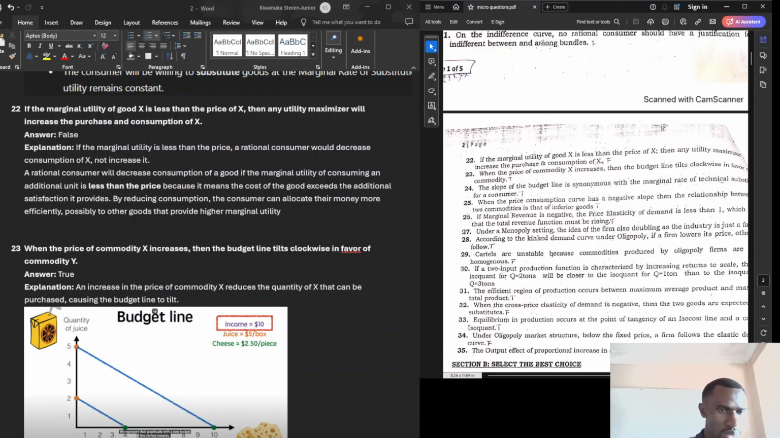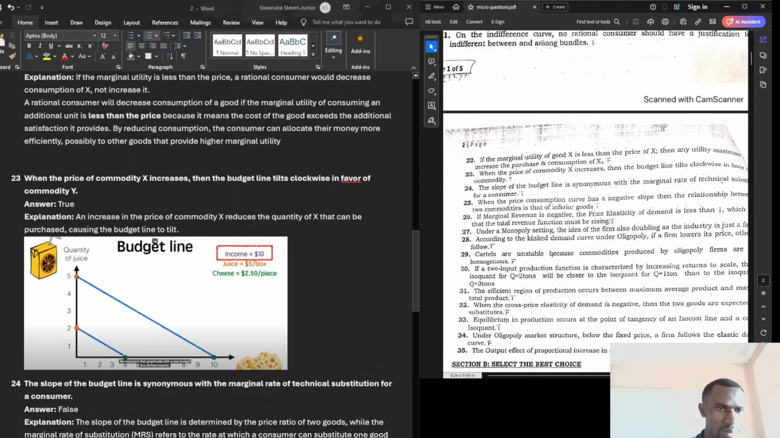Showing how consumption of one affects the other depending on the level of income. So take an example of this. If your income is 10, but juice costs $5 and bread costs 2.5, that means when you divide this by this, you get 10. That means you can buy 10 of this and your money will be finished, or you can buy 5 boxes. You see what corresponds to what.